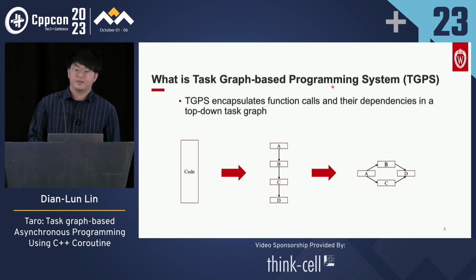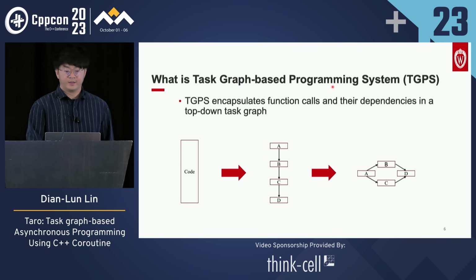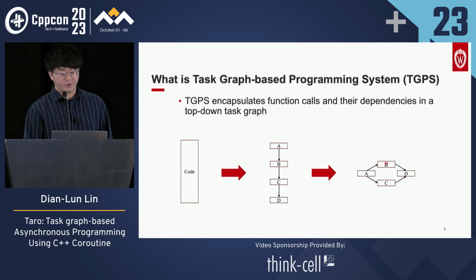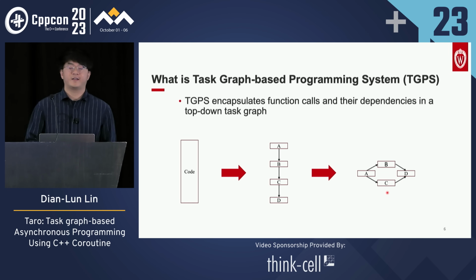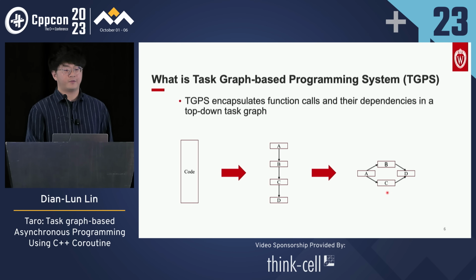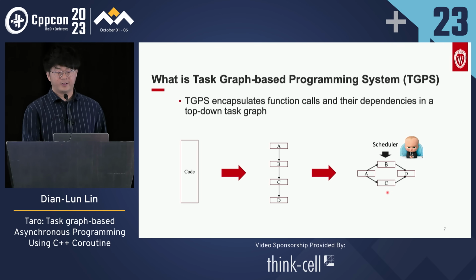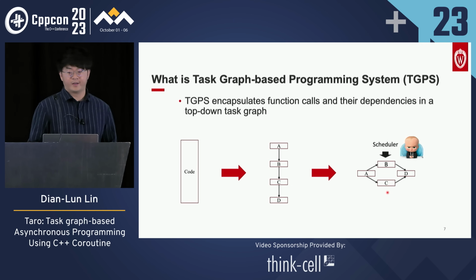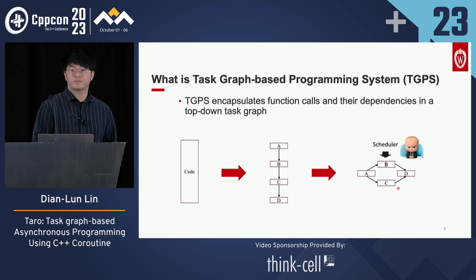What TGCS does is to help you define a task graph. For example, task B and C can be executed in parallel. You can use TGCS to define the task graph. And after you define a task graph, you execute the task graph. And the scheduler in TGCS will schedule the task graph for you. If you have more than one CPU thread, task B and C can be executed in parallel.